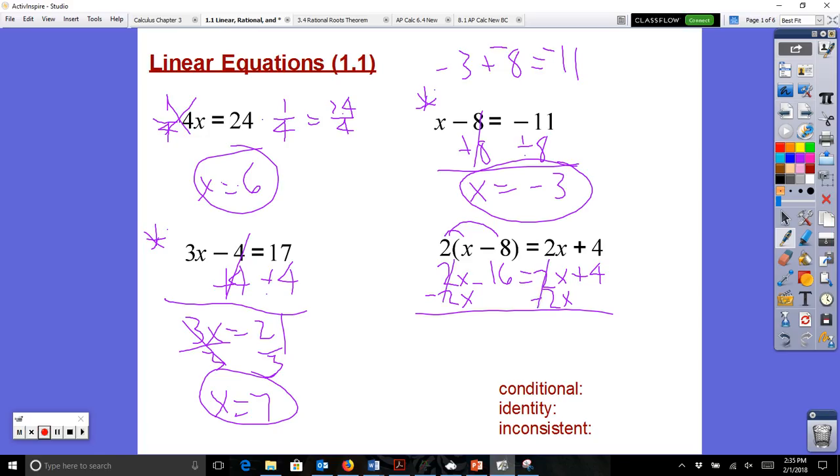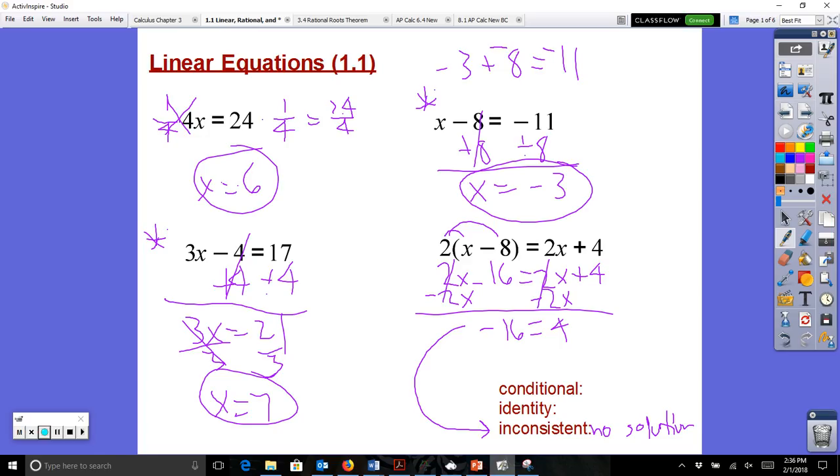But this one's kind of unique. We have a negative 16 on the left and a 4 on the right. It says negative 16 equals 4. That makes no sense at all. That's a false statement. So this is what we call an inconsistent equation, if it has no solution. So if we come up with a false statement like that, that would be an inconsistent equation.